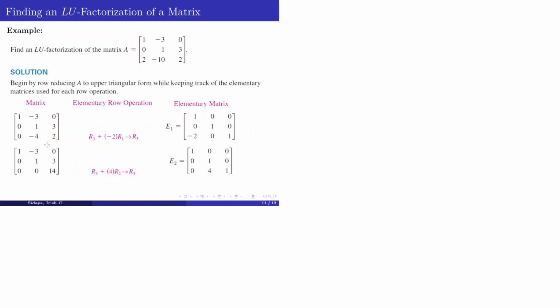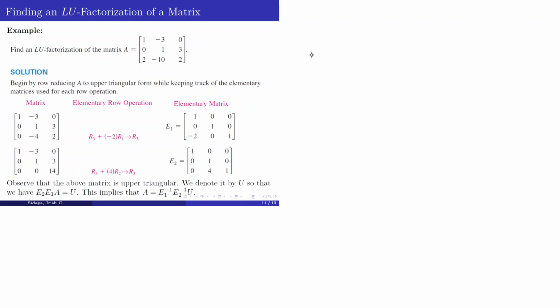Now observe that this matrix is already an upper triangular matrix. And let us call it U, so that we have E sub 2 times E sub 1 times A equals this matrix, which we call U. And from this, it follows that A is equal to the inverse of E sub 1 times the inverse of E sub 2 times U.